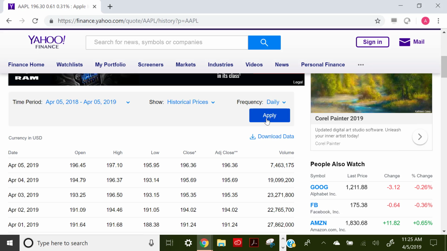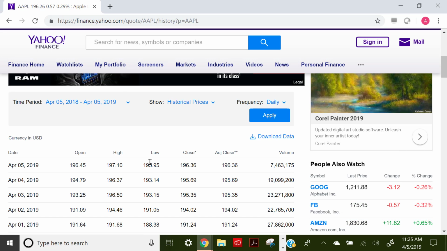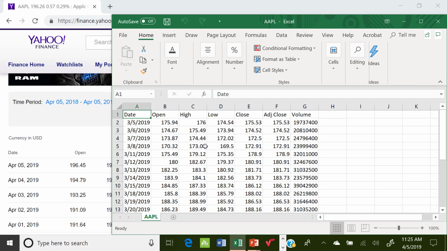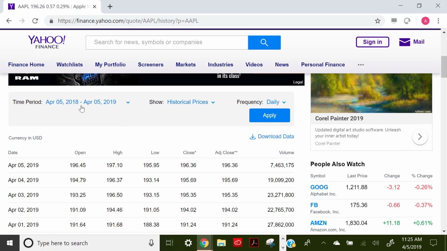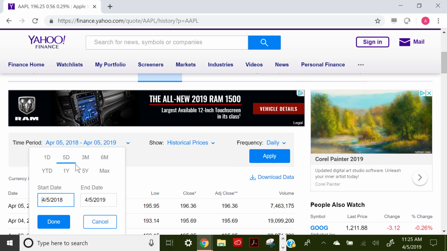You can download this very easily. You can see the download data, and if you want this data, it'll just give it to you directly in an Excel spreadsheet. And so you can see how convenient this is. Once we have this data in our spreadsheet, we can analyze it to our heart's content. And we can also go back further if we want to. In other words, here I've just let it give me 1 year's worth of data, but I can also choose to go back all the way to the beginning of the company's existence if I want to.